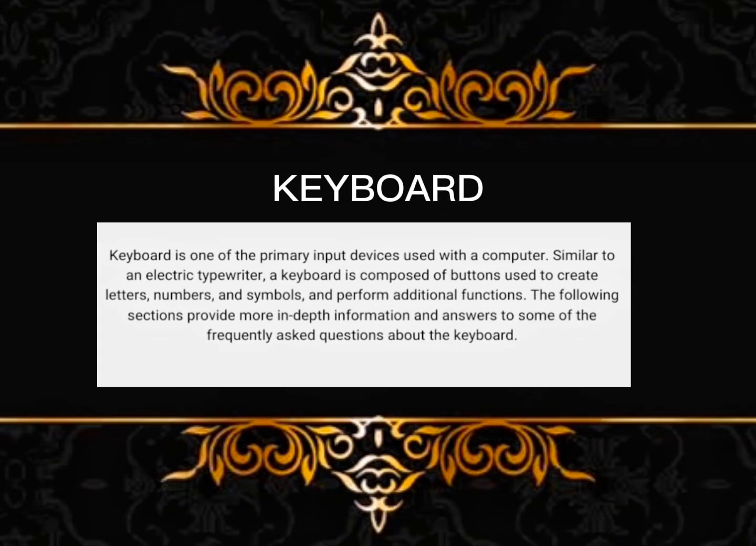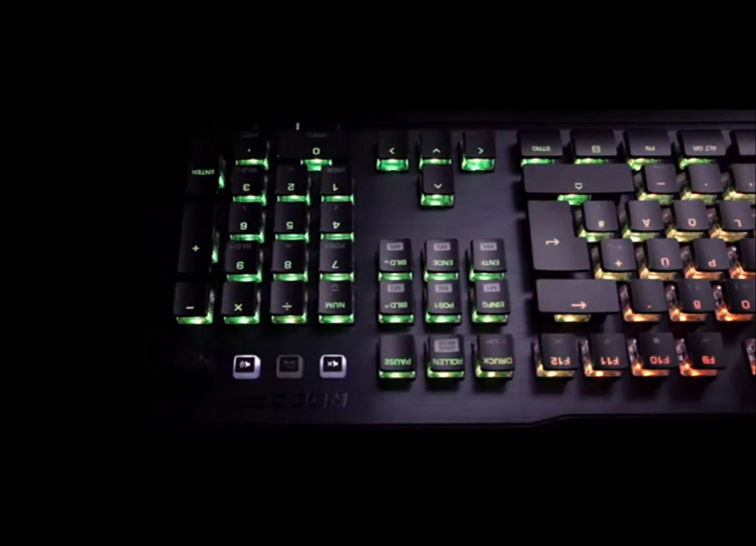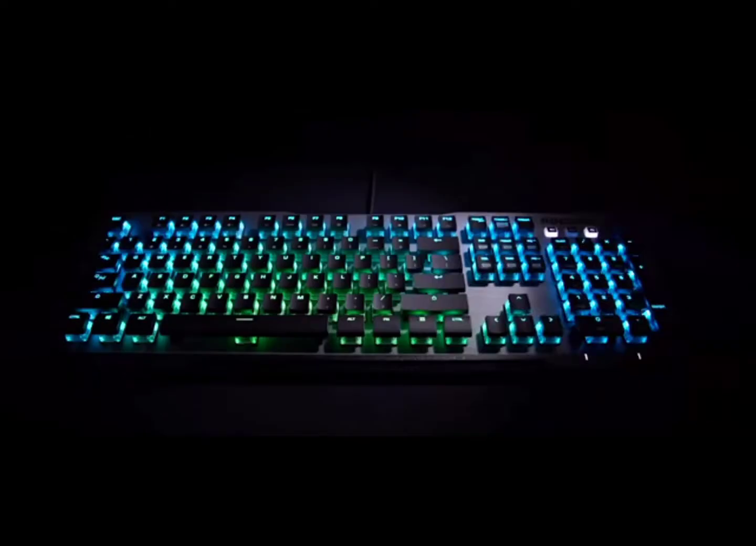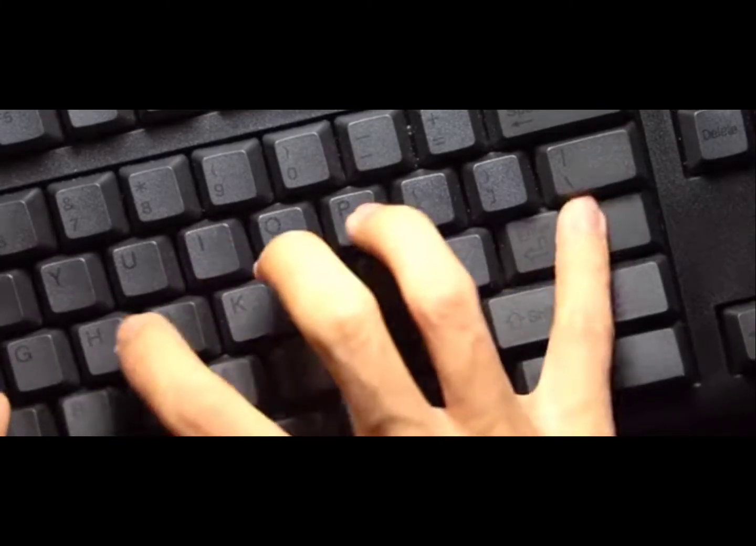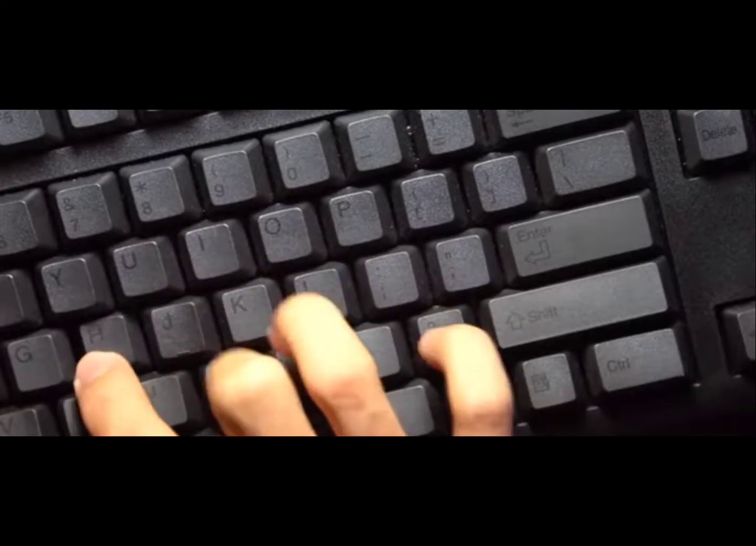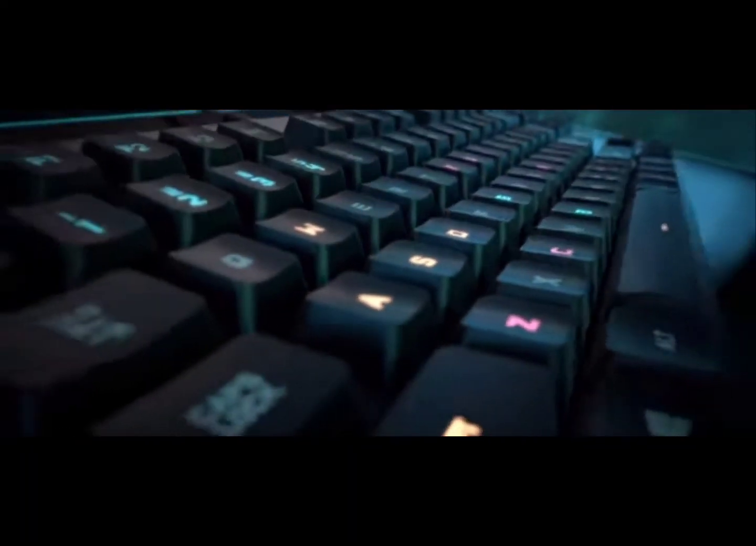Keyboard is one of the primary input devices used with a computer. Similar to an electric typewriter, a keyboard is composed of buttons used to create letters, numbers, and symbols, and perform additional functions. There are 5 uses of keyboard in a computer. First is to input data. The second is to type numbers.